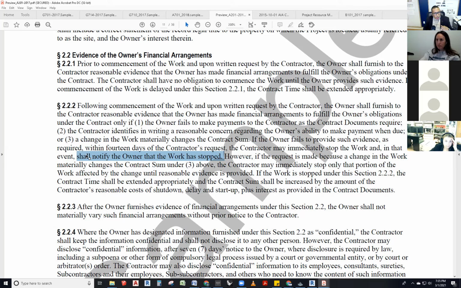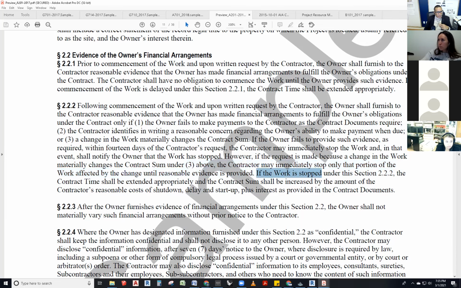Perfect. However, if the request is made because the change in the work materially changes the contract sum under 3 above, the contractor may immediately stop only that portion of the work affected by the change until reasonable evidence is provided. Oh, you know what? I'm not gonna do that $500,000 change order. I'm gonna continue doing the rest of my project, but I'm not doing that until you provide me with evidence that you can actually pay me for that change order.